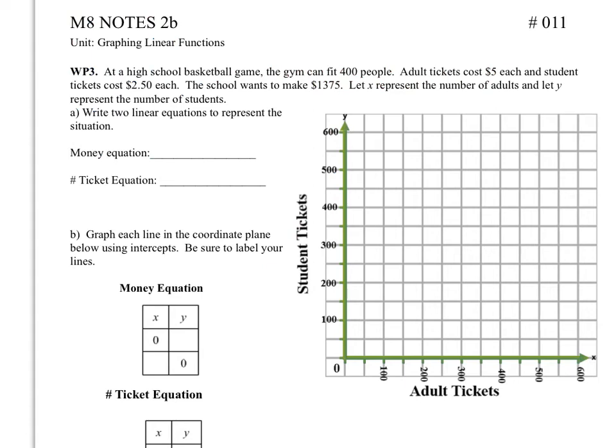So in this last word problem, we're actually going to look at two different situations that we're trying to accomplish. Let's read through the problem first. We're at a high school basketball game where we can fit up to 400 people. Adult tickets cost $5 each, and student tickets cost $3 or $2.50 each. The school wants to make $1,375. We're going to let x represent the number of adults and y represent the number of student tickets.